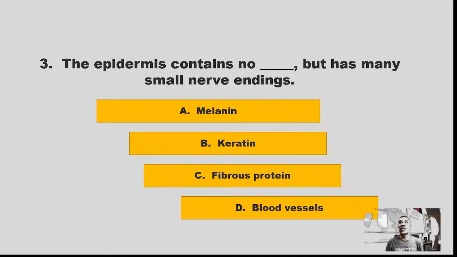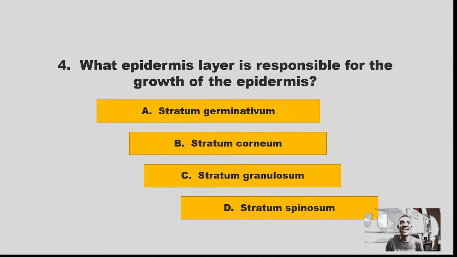The epidermis contains no blank, but has many small nerve endings. So, would you choose melanin? Would you choose keratin? Would you choose fibrous protein? Or would you choose blood vessels? And if you chose D, blood vessels, you are correct.